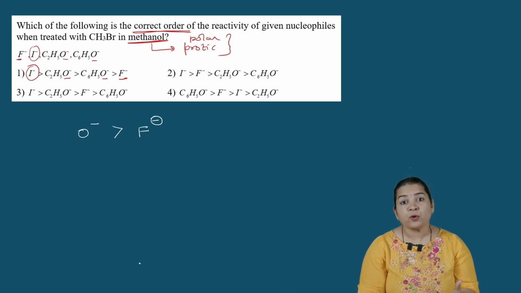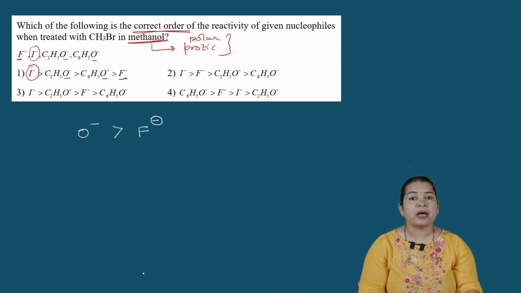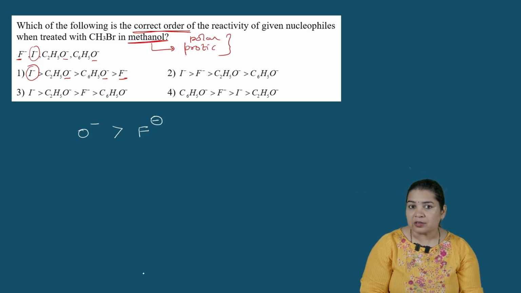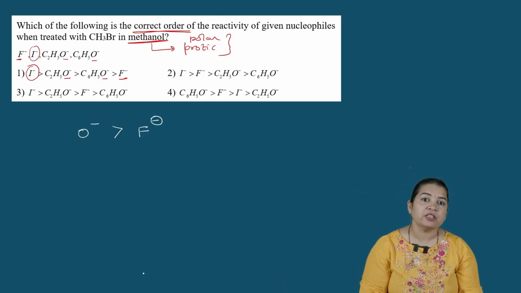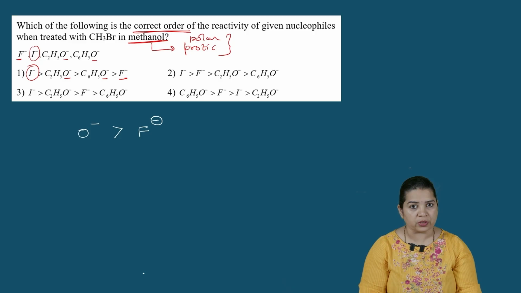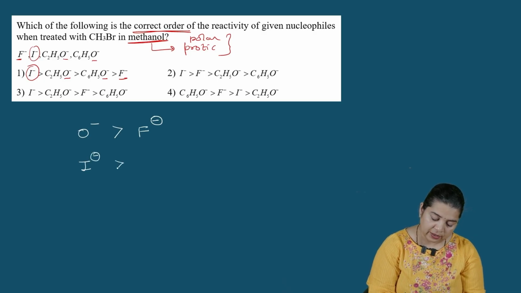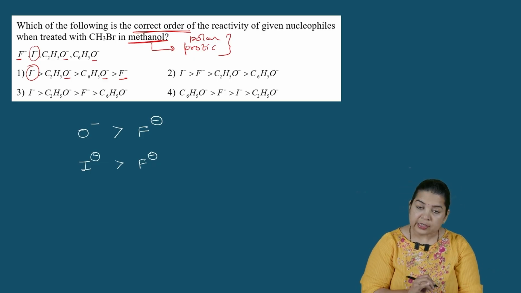Then in protic conditions for halides, down the group as we move down, nucleophilicity increases with decrease in electronegativity of the donor atom, or I can say with increase in size of the donor atom, right? So for iodine and fluoride, I can say I minus is better than F minus. These two points are very, very clear.